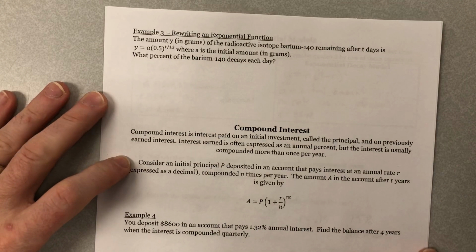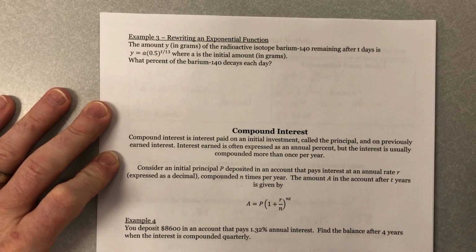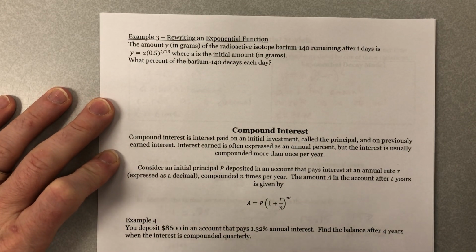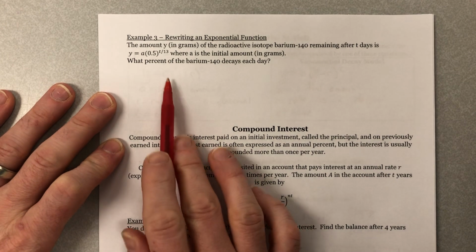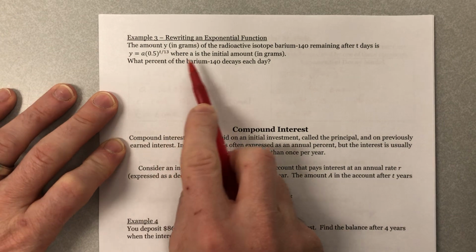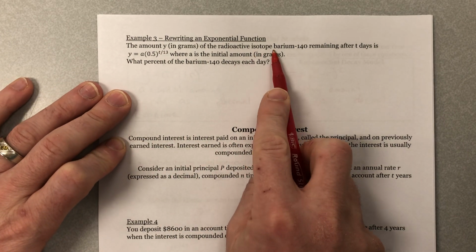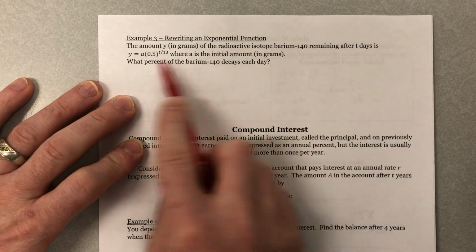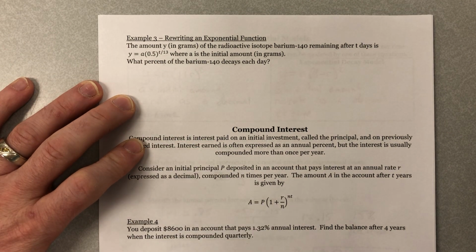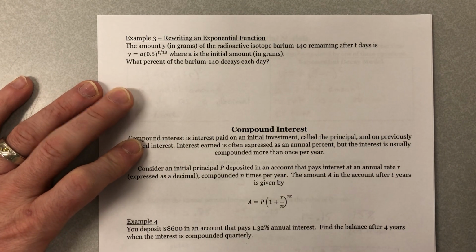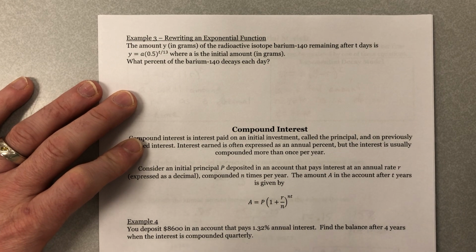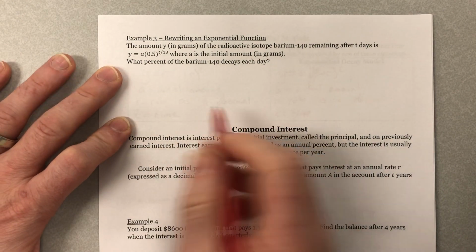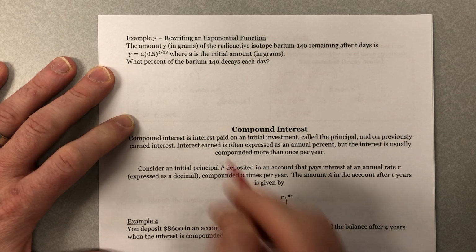All right, our next example talks about rewriting an exponential function. When we want to rewrite an exponential function, they want to know the amount in grams of radioactive isotope barium-140 remaining after t days is given by this equation, where A is the initial amount in grams. What we really want to know is what percent of this decays each day. We don't care about the initial amount here.